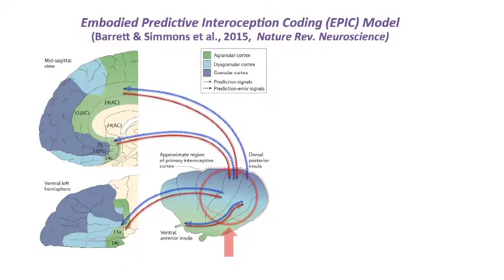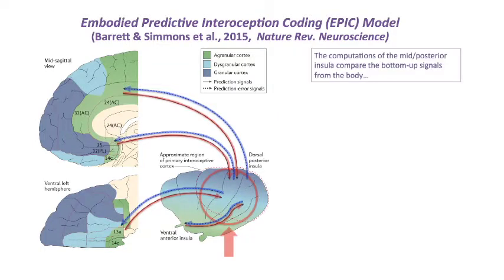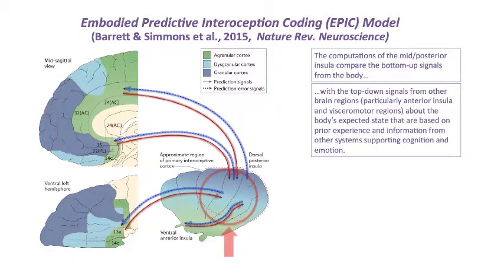Now, how would this play out in terms of interoception? One account of this, put forth by Lisa Feldman Barrett and myself last year, the EPIC model, basically says that visceral signals come in particularly to the mid and posterior insula, and that the computations of the mid and posterior insula compare the bottom-up signals from the body with the top-down signals from other brain regions, particularly anterior insula and visceromotor regions, regions that, in terms of their cytoarchitectonics, are primarily agranular limbic regions.